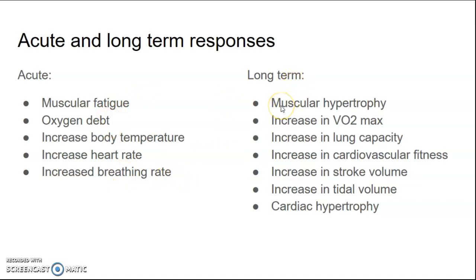The long-term effects are muscular hypertrophy, which is the increase in size and power of the muscles, an increase in VO2 max, increasing lung capacity, which is the volume of air the lungs can hold, and increasing cardiovascular fitness, which increases the amount of blood the heart can pump around the body. The stroke volume, which is the volume of blood the heart can pump around the body, will increase.